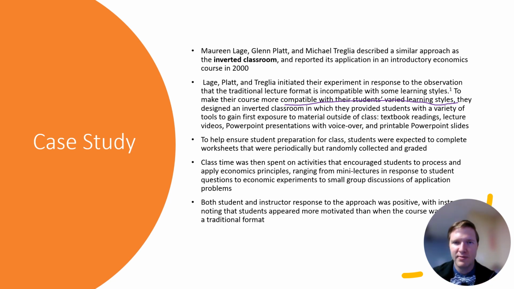They flipped the classroom where they gave the students a variety of tools to get exposure outside of the class, like textbook readings, lecture videos, PowerPoint presentations, voiceovers. So they gave them these types of things. These are students that have different learning styles. So you might be able to engage more diverse students here. To help students prepare for the class, the students were expected to complete worksheets that were periodically and randomly collected, so that's their way of keeping the students accountable. Class time was then spent on activities.